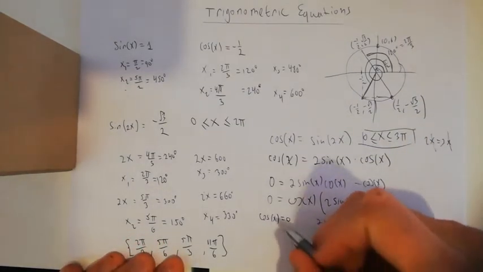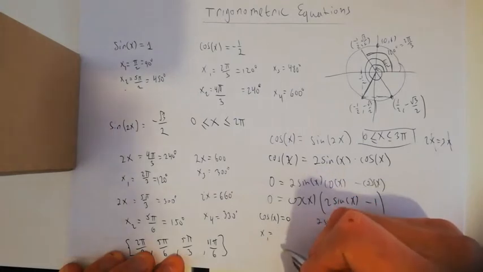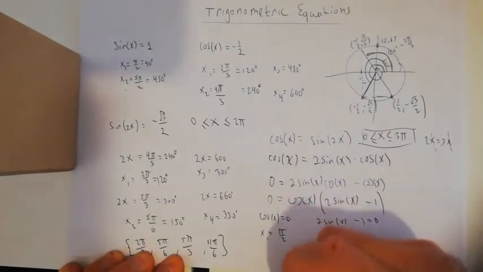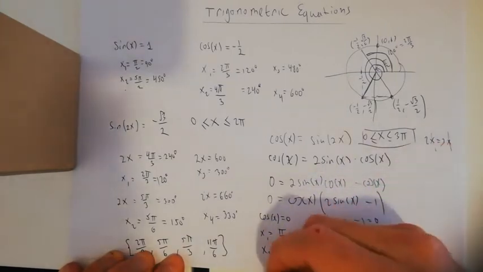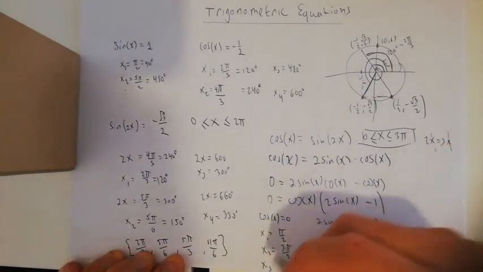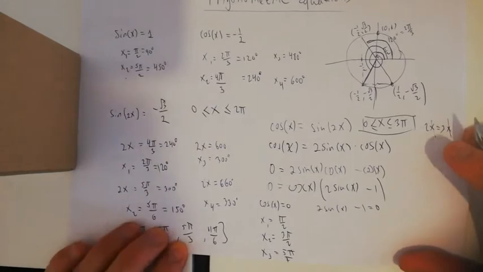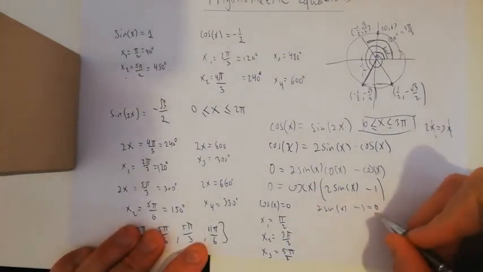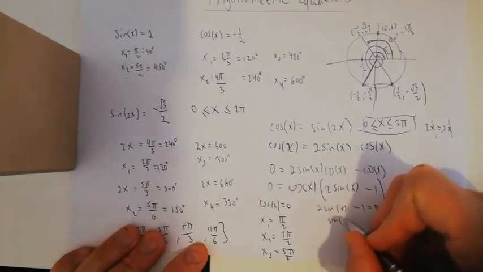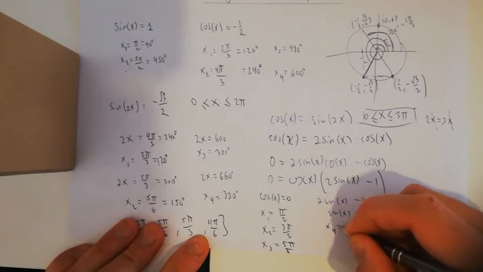So cos of x equals 0. Cos of x is 0 for pi over 2, 90 degrees. Then the next time for 270 degrees, 3 pi over 2. And the next time for 5 pi over 2, which is still less than 3 pi. The next solution is already beyond 3 pi. Here we add 1 and divide by 2, so sine of x is equal to half. That gives another number of solutions.